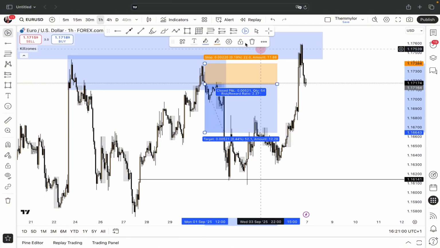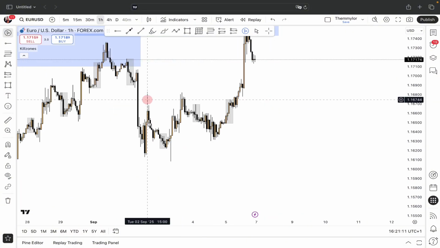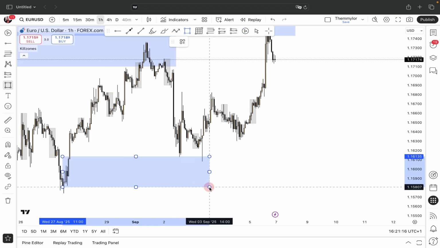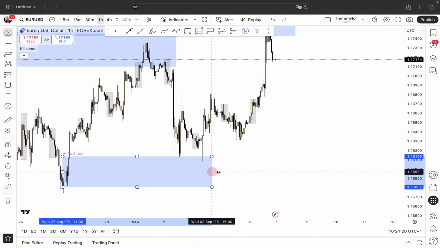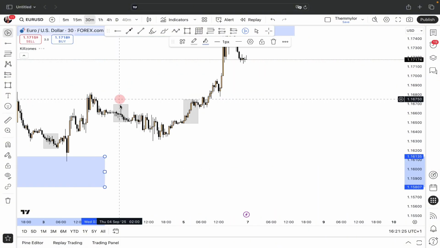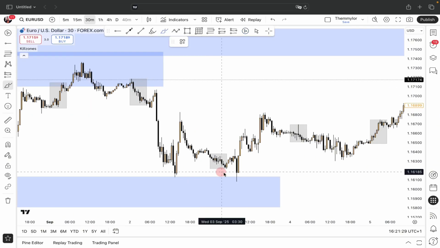So that's just it. Also had this nice buy. Markets tapped into this level of demand, though I would have wished that this came down a little bit more than this. And we had, let me go to the 30 minutes time frame. So right there, market cleared out the Asian range liquidity sitting right here.